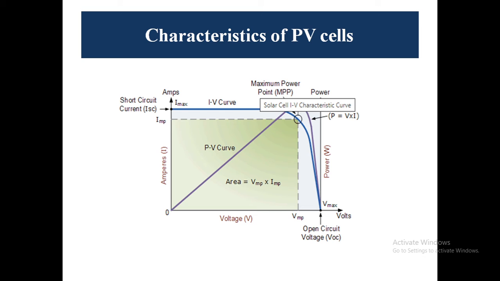Now if the cell is short circuited, that is, the positive and negative leads are connected together, the voltage across the cell is minimum, but the current flowing out of the cell will be maximum, and this current is called the short circuit current.